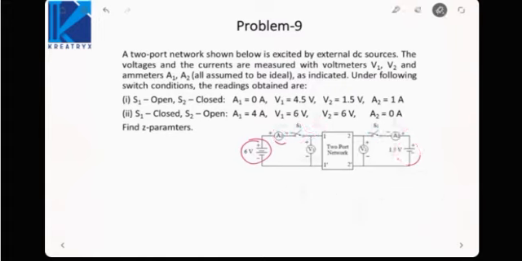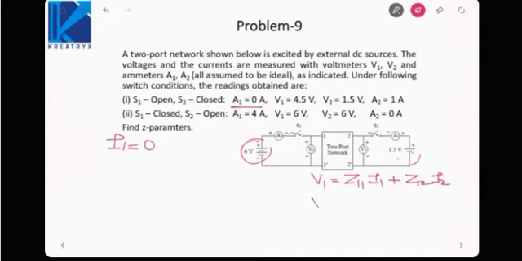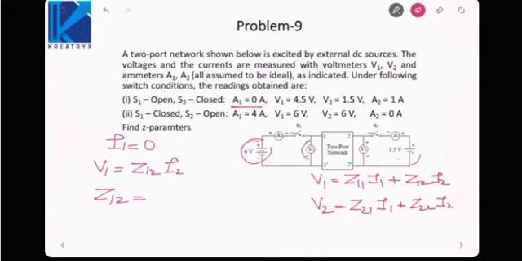Okay. So that means reading of A1 is equal to I1. So if it is saying A1 equal to 0, that means I1 equal to 0. So what is the relationship between the Z parameters? V1 is equal to Z11 I1 plus Z12 I2. V2 is equal to Z21 I1 plus Z22 I2. Now if it is I1 equal to 0, V1 will be equal to Z12 I2. So what is Z12? It is V1 by I2. V1 will be measured by voltmeter V1, I2 will be measured by A2.